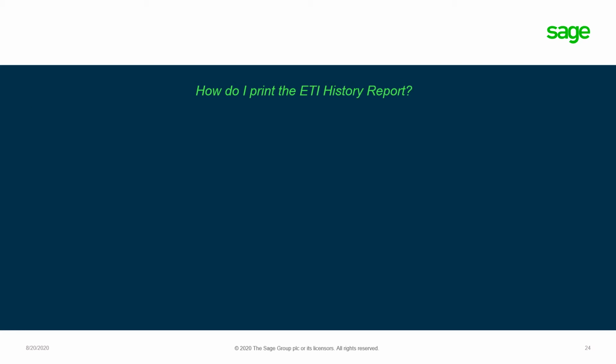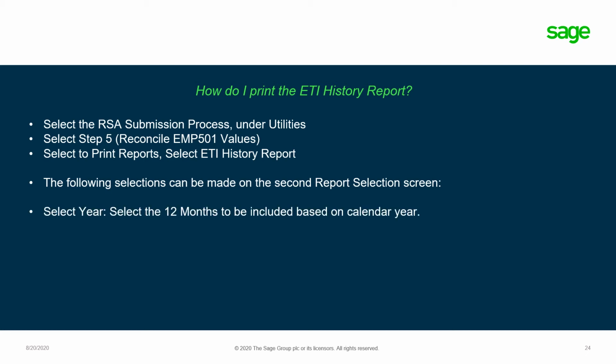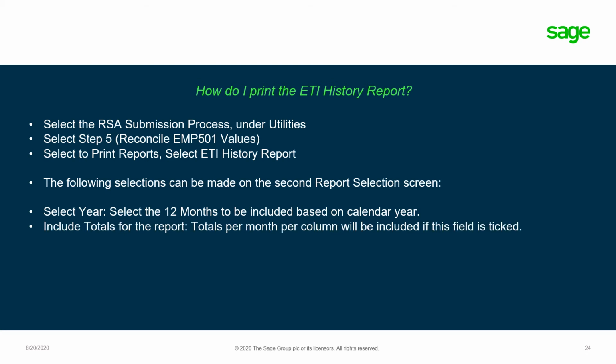How do I print the ETI history report? Select the RSA submission process under Utilities. Select Step 5. Select to print reports. Select ETI history report. The following selections can be made on the second report selection screen. Select Year. Select the 12 months to be included based on the calendar year. Include totals for the report. Totals per month, per column will be included if this field is ticked. Include terminations. All terminated employees will be included.